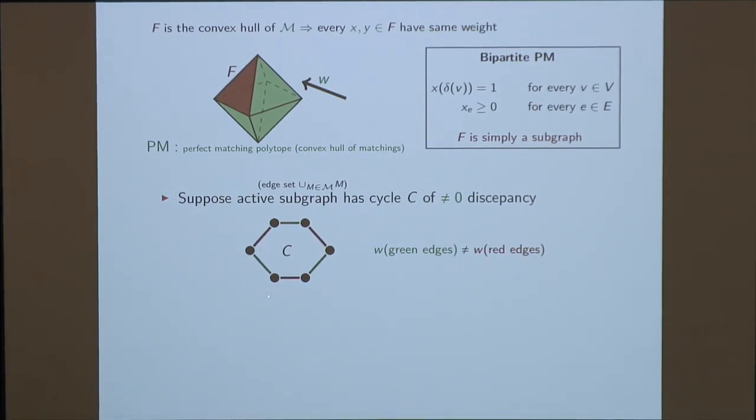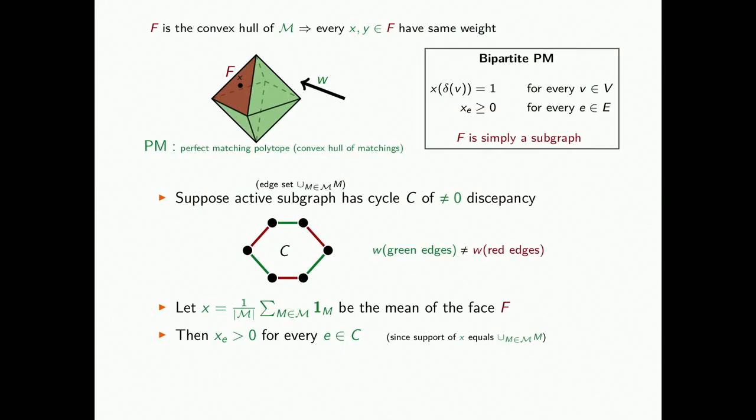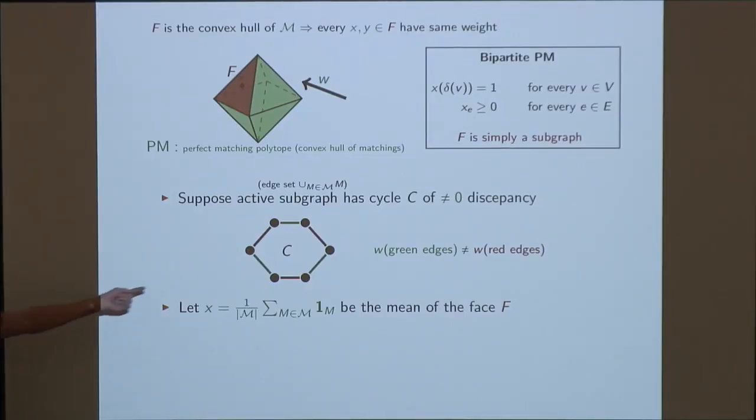Okay. So let's look at this cycle of non-zero discrepancy. Let me now define the point X that is just the average of all the matchings of the face. The reason I do this is because then I'm sure that every edge of this cycle will have a positive value. Right? Because I took the average over all the matchings, whose union gives the active subgraph. Now if you've done some combinatorial optimization, you know where I'm heading. Now I have a fractional point on the face where every edge has a positive value, and I have a cycle, and it's a bipartite graph.